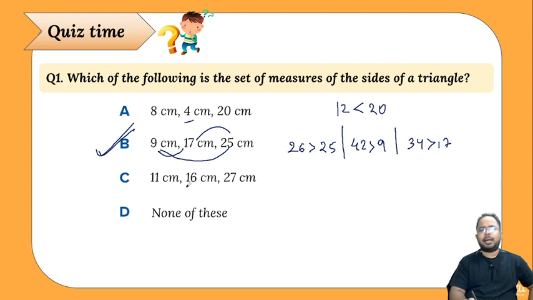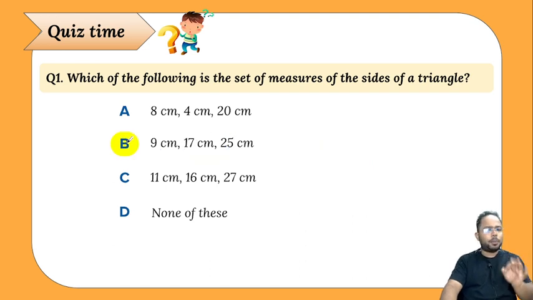11 और 16 ऐड करेंगे तो 27 आएगा। 27 इक्वल टू 27 नहीं, नहीं चलेगा, it won't work. We want it to be greater, not even equal. So we have only one option, that is B. Okay, so B is the correct one.